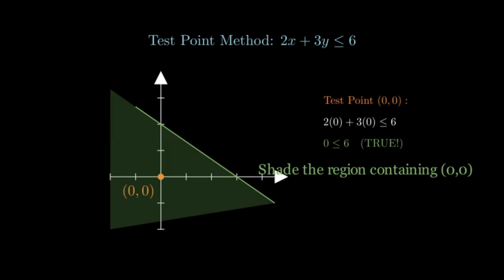The important idea is this. Choose a test point, substitute its coordinates into the original inequality, and check whether the statement is true or false. If it is true, shade the side containing the test point. If it is false, shade the opposite side.